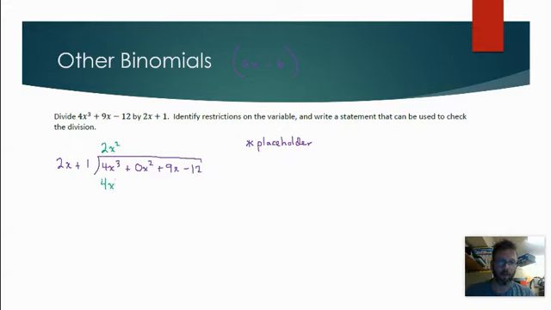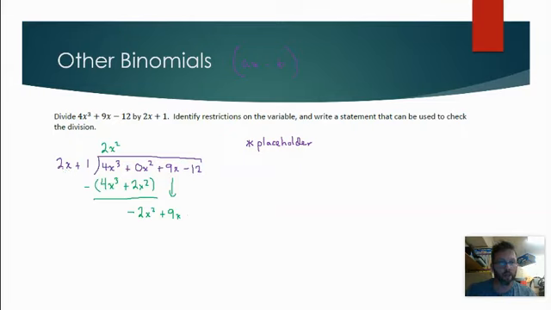Multiply. This self-check always works. These always are the same. And then 2x squared times 1 is 2x squared. And then we subtract. We get negative 2x squared, and we bring down the 9x. Plus 9x. All right, let's keep it going.